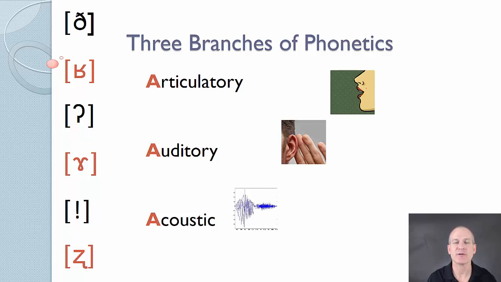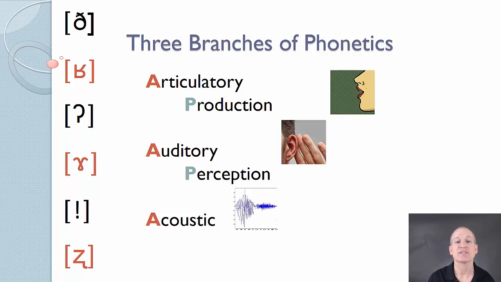And then to go through one more time, articulatory deals with production, how speech sounds are made. Auditory deals with perception, so somebody has to hear those sounds and perceive them. And then acoustic is the physics of it, so that's the real science of how sounds are created.